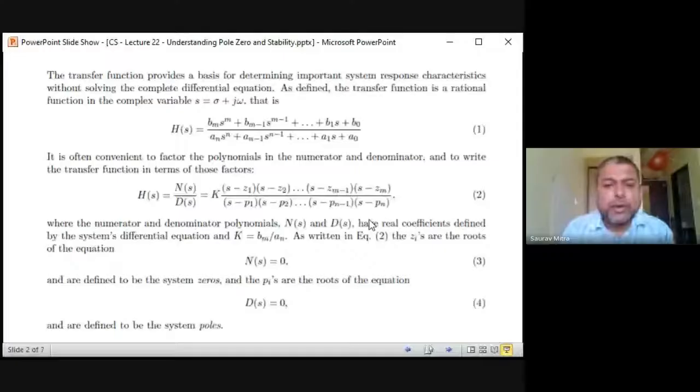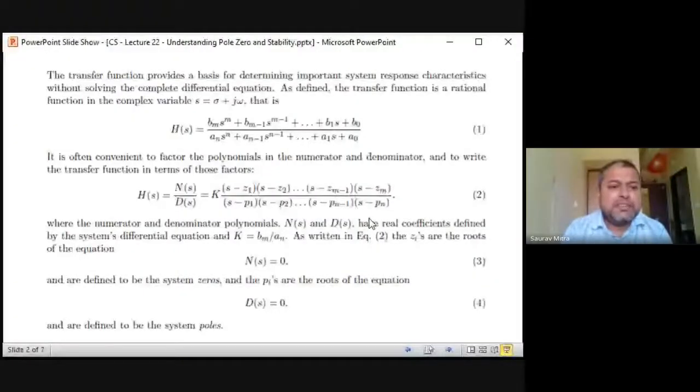D(s) equal to 0 is called the characteristic equation. So if s is equal to pn, the denominator will become 0, or if s is equal to p2, the denominator will also become 0. So there are N frequencies in the system for which the denominator will become 0. If the denominator becomes 0, H(s) will become infinite.